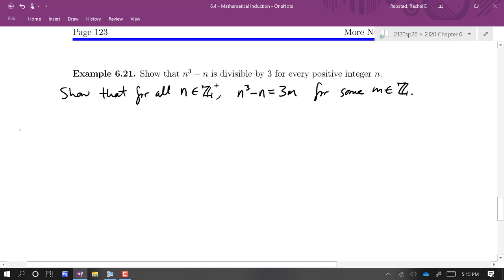Okay, so the first step, the base case, this is the easy part. We're going to show that it's true when n is equal to 1. So if n is equal to 1, this expression n cubed minus n is 1 cubed minus 1, which is 0, and that's a multiple of 3. It's 3 times 0. So the statement is true for n equals 1.